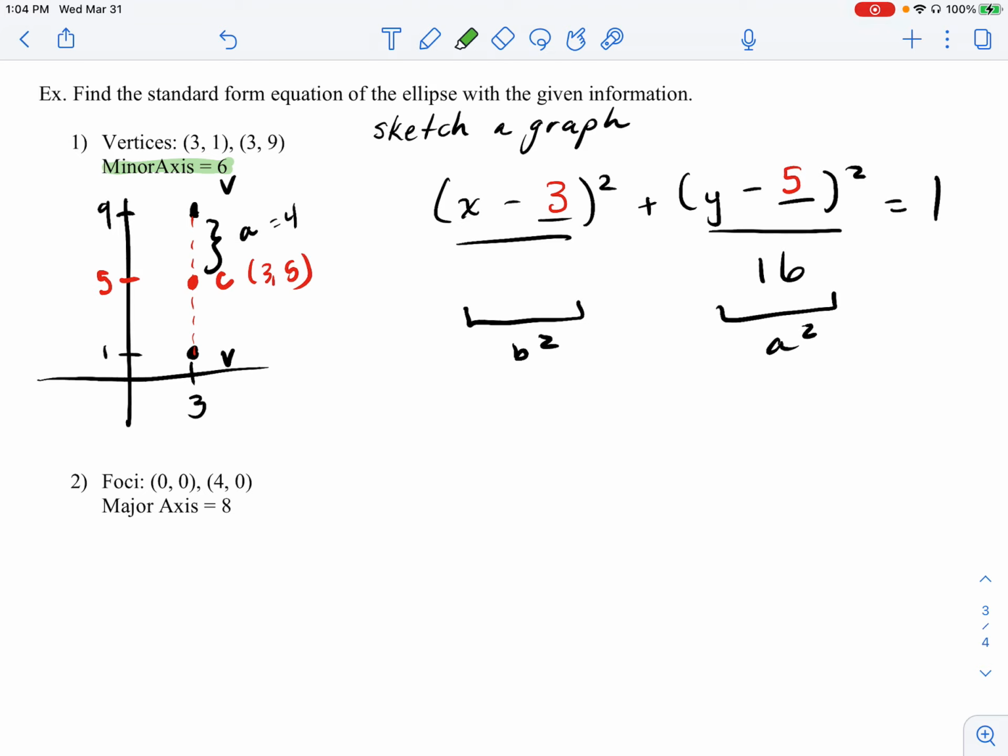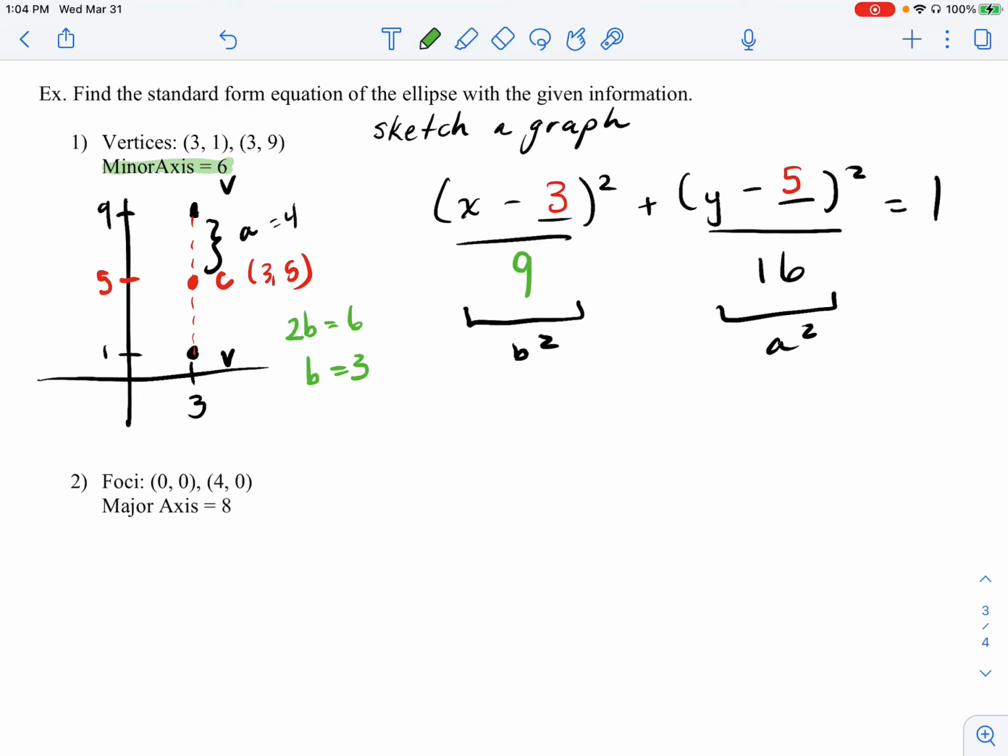And before I finish this, I just want you to appreciate how much information we can get just from knowing where our vertices are. We're practically able to write the entire standard form equation, but we can't finish this without knowing our b value. Since we know that our minor axis length is 6, and we know that 2b is equal to 6, that means b is equal to 3. If b is equal to 3, that means b squared is equal to 9.